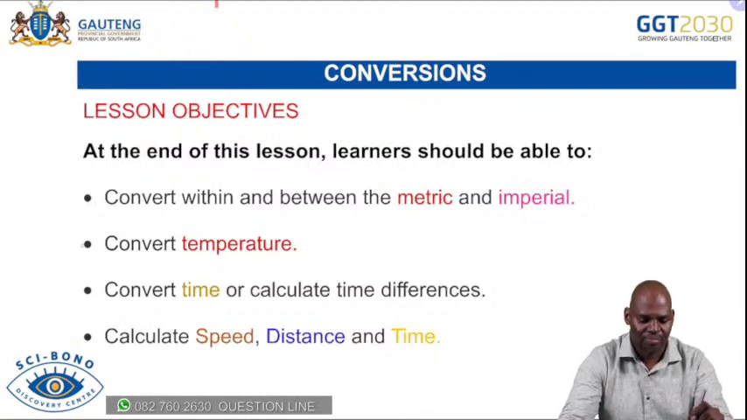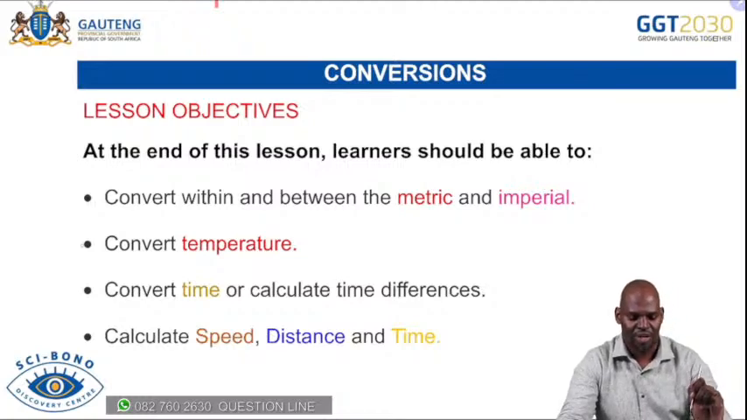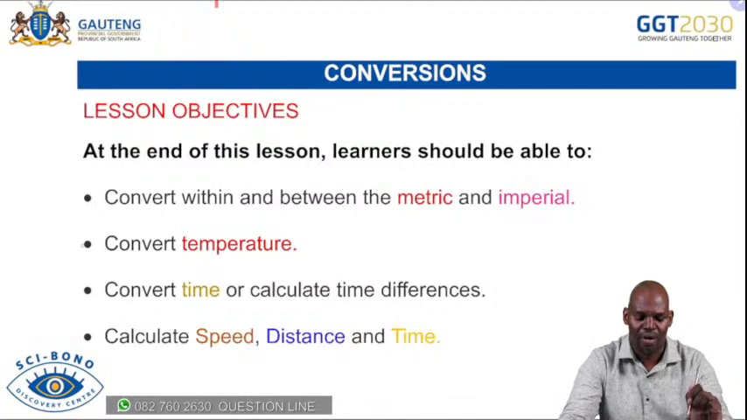At the end of this lesson, you must also be able to calculate speed, distance, and time. In other words, you must be able to use the formula that shows the relationship among the three unknowns: speed, distance, and time.